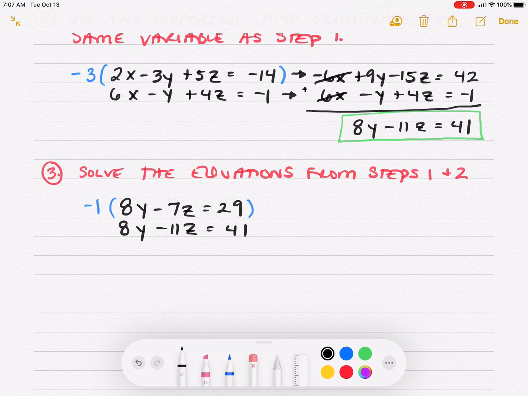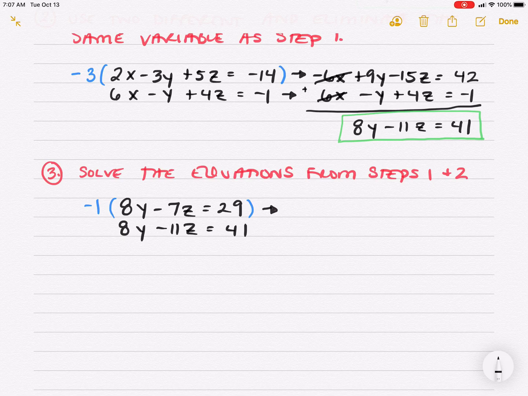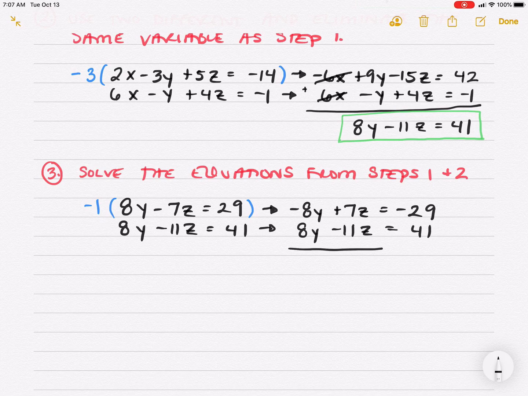So I'm going to multiply one of the equations by -1. Does not matter which one. Negative 8y plus 7z is equal to negative 29. The bottom equation is being multiplied by 1, so I'm going to recopy this down. When I add the equations together, the y's eliminate, and we have negative 4z is going to equal positive 12. Divide both sides by -4, and we have our first variable, z equals -3.